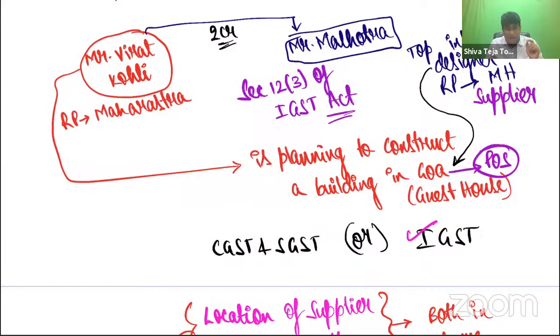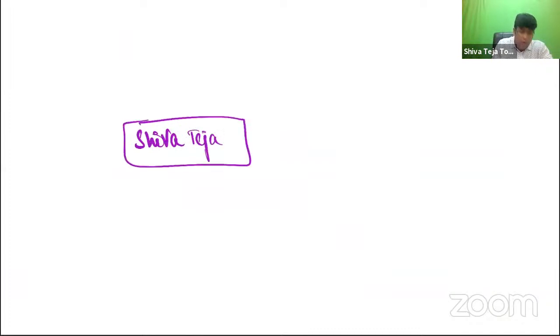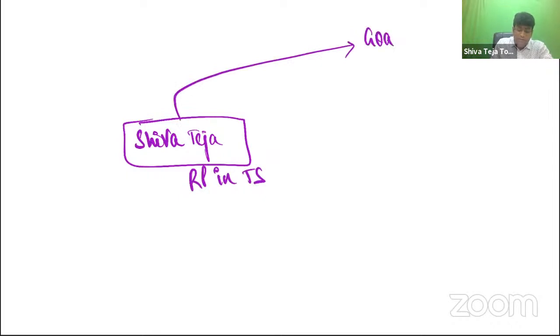Clear? Now I'll ask you one more important question. This also, tell me an answer, because this has some significance, let me tell you very clearly. Listen. So let's say there is Shiva Teja. Now, Shiva Teja is a registered person in Telangana state. Now, what has happened is that I went to Goa, and in Goa, I stayed in a hotel.